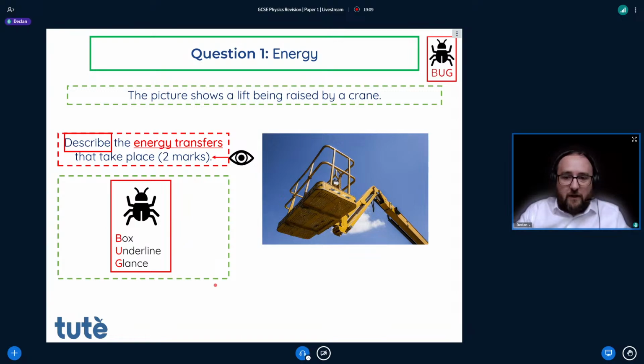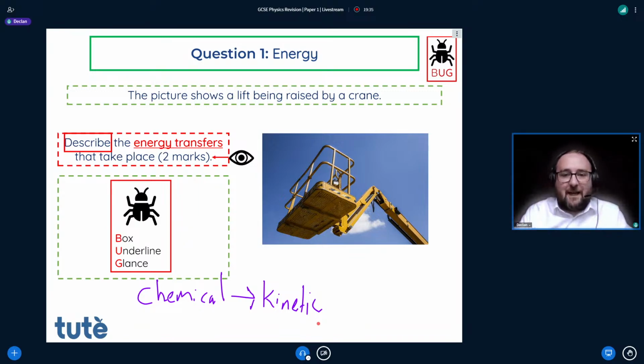I'd make it really, really simple for myself. So how is this crane being lifted up? It's being lifted up by an engine. So in that engine, we've probably got some chemical energy in a fuel. That chemical energy is then getting converted into the movement, lifting that crane up, into some kinetic energy. I would always draw a little diagram just to help me. And then as it's going upwards, that kinetic energy is then getting turned into gravitational potential energy.